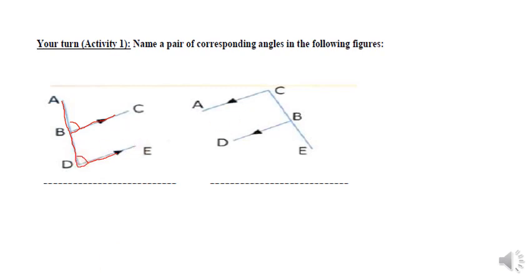Look here, I also have parallel lines, so the corresponding angles are under the sides of the F shape. Here it looks like the 7. So here I have corresponding angles which are equal in measure. This one and this one.